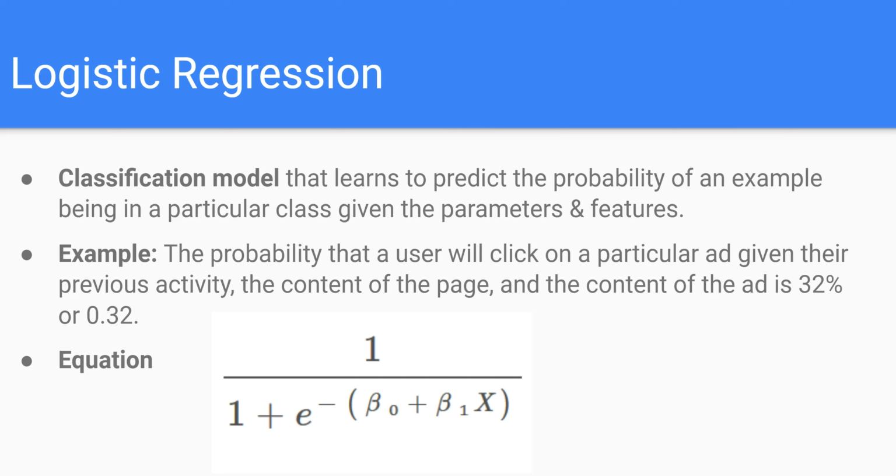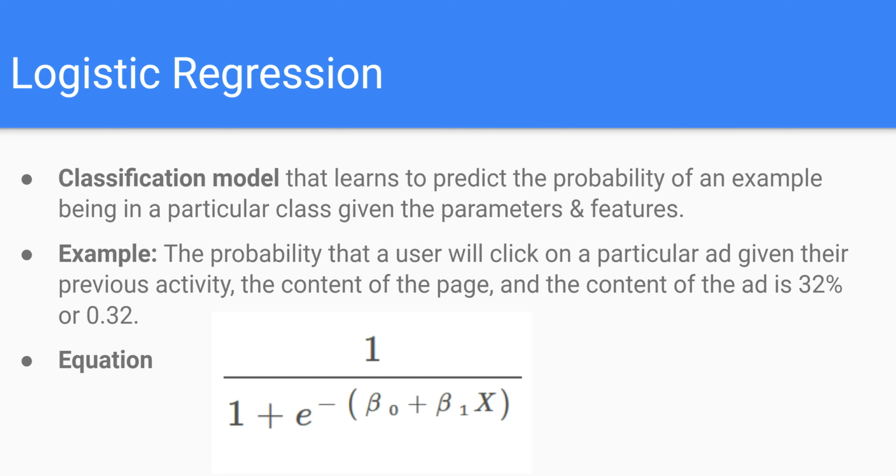An example of logistic regression would be a model that predicts the probability that a user will click on a particular ad, given their previous activity on the site, the content of that page, and the content of the ad. It may assign a probability of that user clicking on it at that given time to be 32%, or, since it's a probability between 0 and 1, 0.32. So that's an example of how you would use logistic regression in the real world.